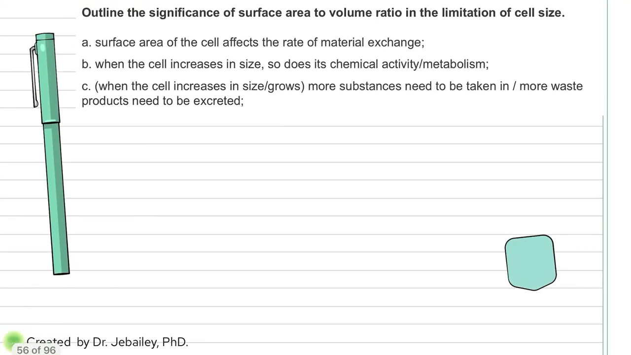Now, when the cell increases in size, more substance needs to be taken out, more waste product needs to be excreted. So these two here combine with each other, right? As the cell is getting bigger, that means there's more metabolism. So that means there's more waste coming out, which means we need to get more of this stuff out. And what did IB do? They split this into 2 points. So just saying, the cell is getting bigger, you have more metabolism, that means you have more things to exchange in and out of the cell. Guess what? We need to work on this.